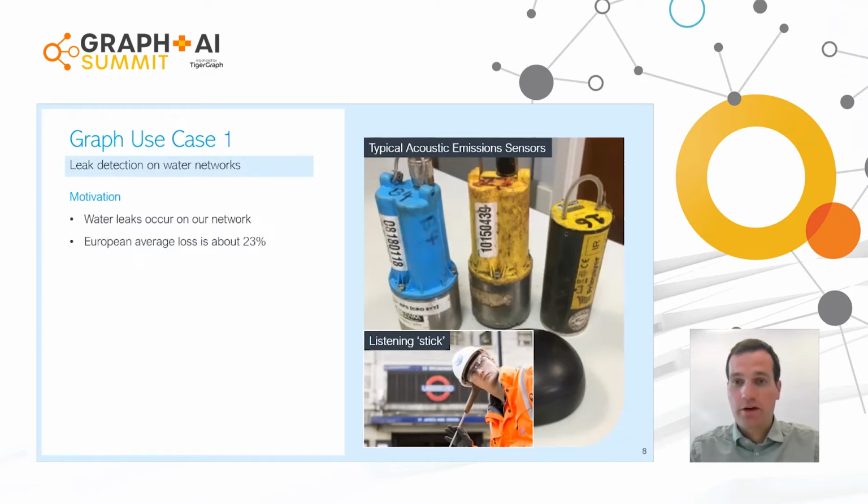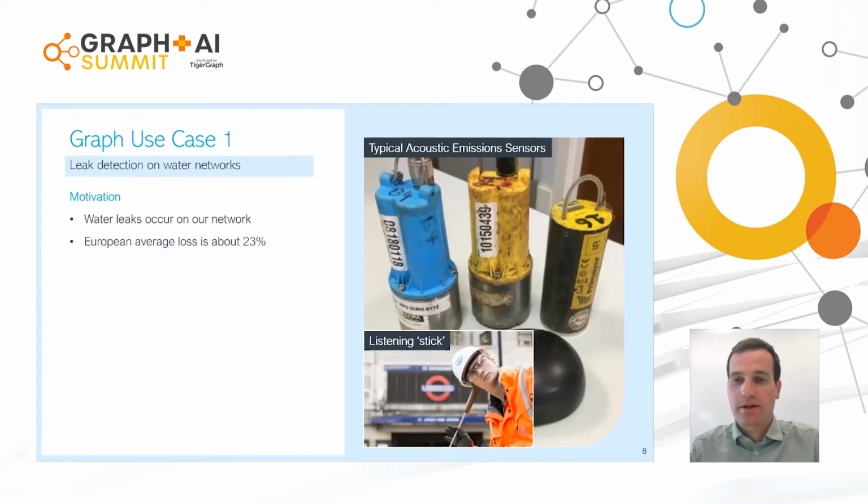I've got a great team working on some very, very interesting problems. So it's really nice to have the opportunity to give you a bit of insight into what we're doing here. And hopefully, actually, it'll give you some ideas that you can take away and apply into your own company as well. So use case number one, we'll start with leak detection on water networks.